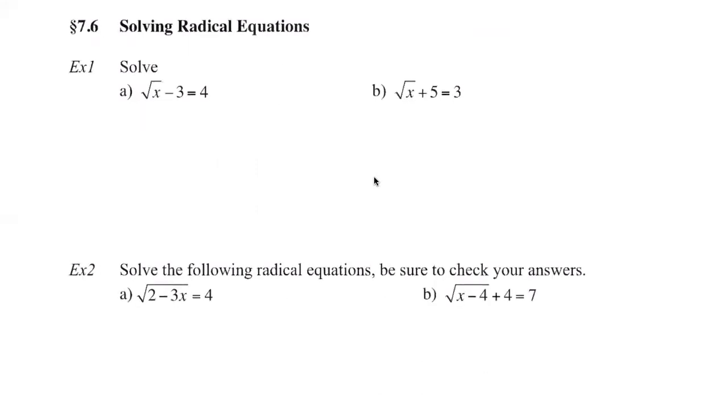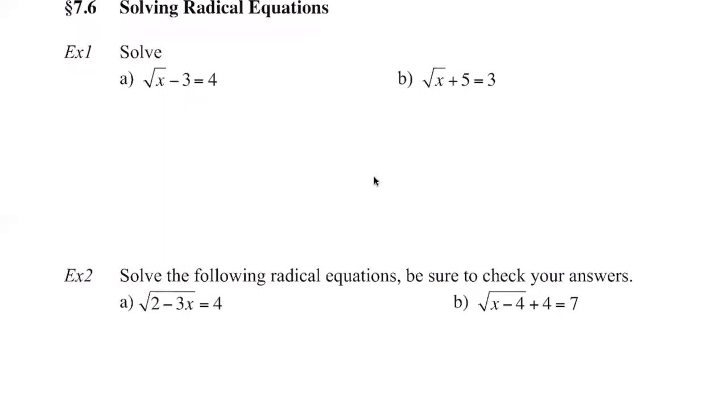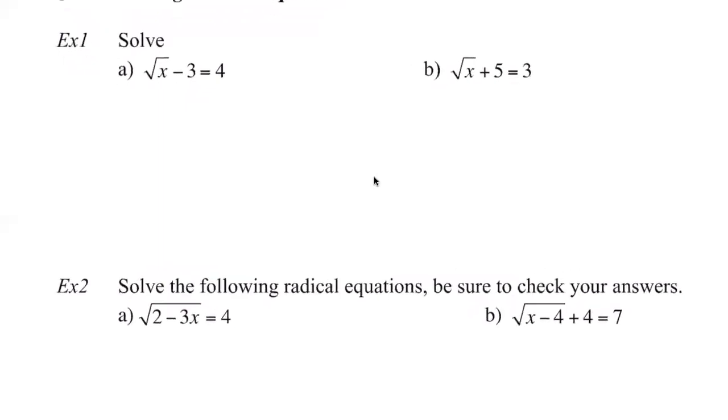Just like anything else, when you solve an equation, you want to isolate the variable x. In this case, the variable x is under a square root. So the first thing you want to do is isolate the radical that contains the variable x. So for this first one, you can just add 3. That gives us the square root of x equal to 7, right?